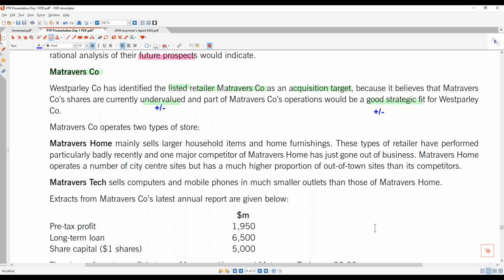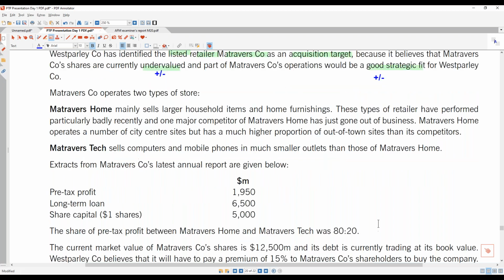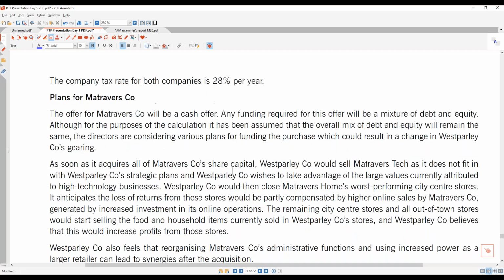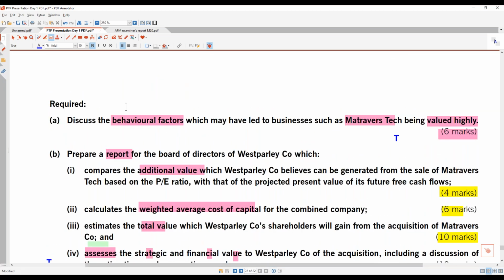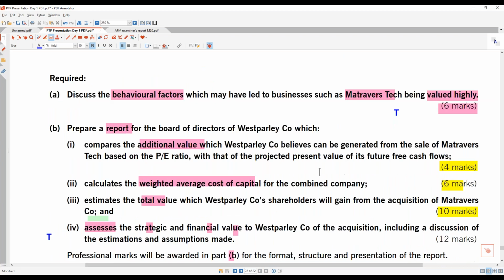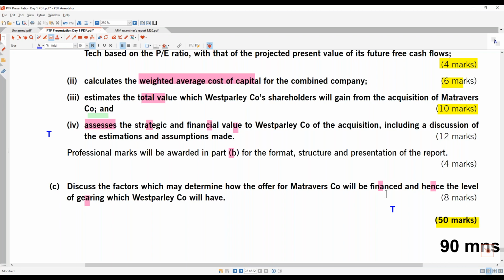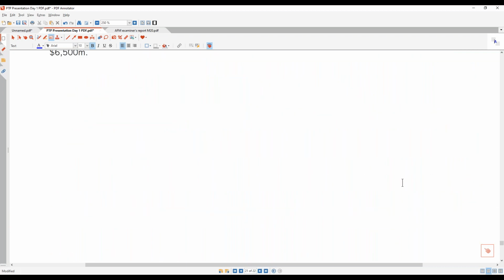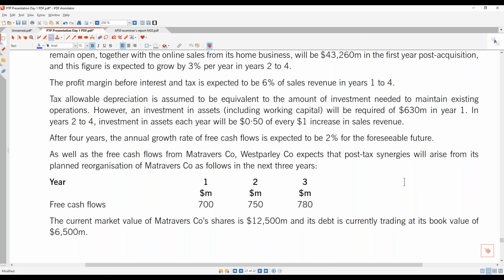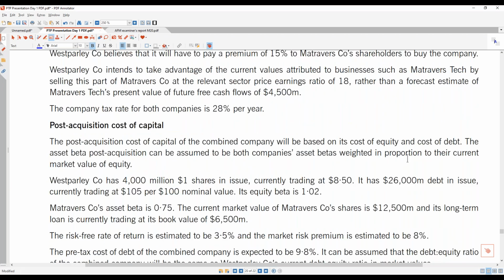Whenever you first read the question, develop your mind. For example, one more thing. You initially read that there are some behavioral factors for Matt Travers Tech. You see the requirement is something about finance. The requirement must be borne in your mind, and you read the question accordingly.